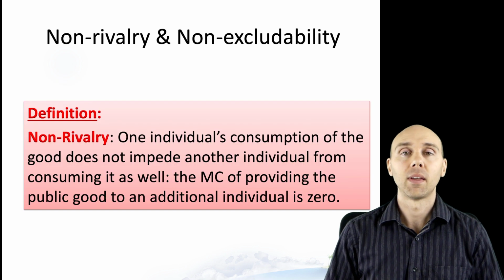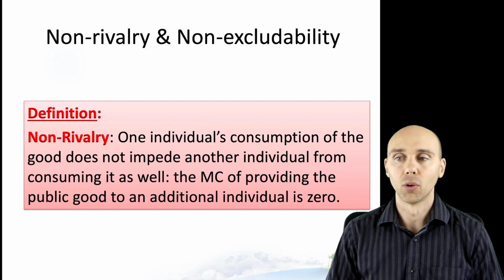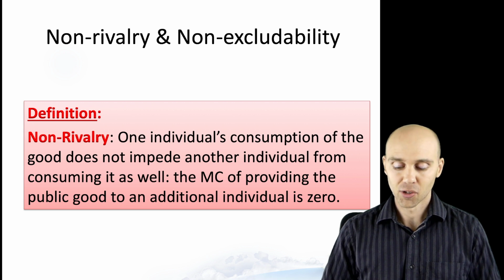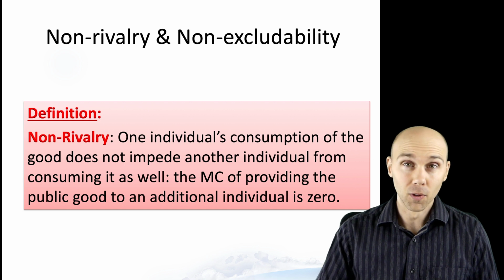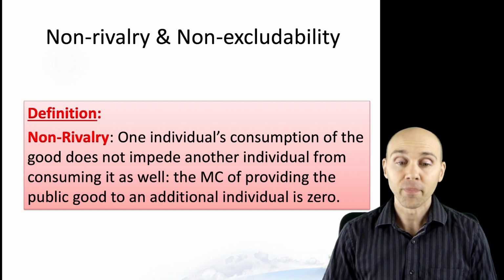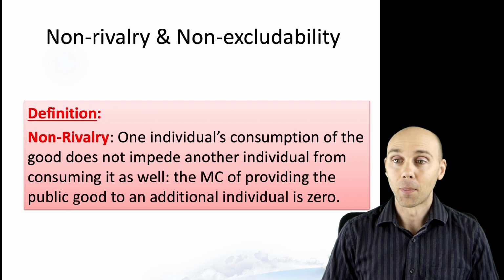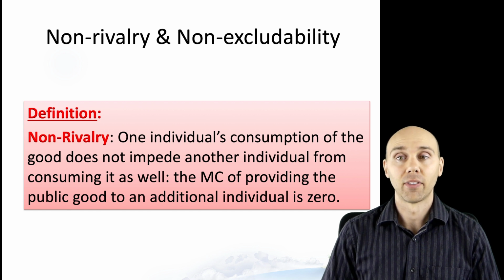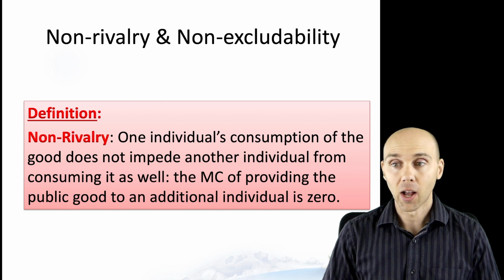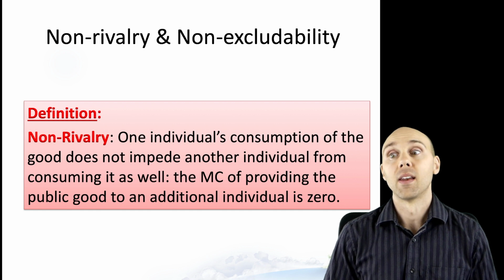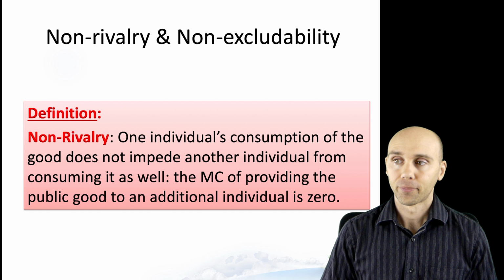Well, non-rivalry means that one individual's consumption of the good does not impede another individual from consuming it as well. So if we think of our examples of private goods, which we've looked at so far, such as a coffee, if you drink that coffee that you bought, I don't get to drink it, I'm not very happy. So be it, of course, you bought it. But in a case where a good has the characteristic of non-rivalry, you can consume it and I can consume it. In other words, the marginal cost of providing the public good to another person is zero.